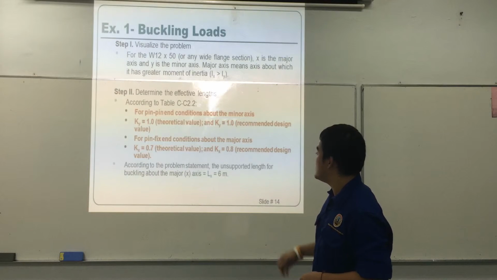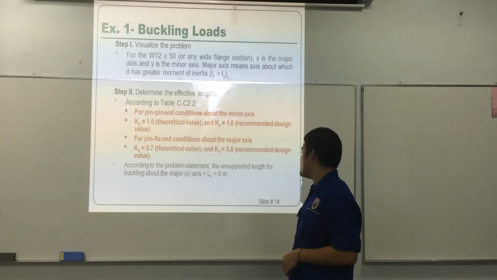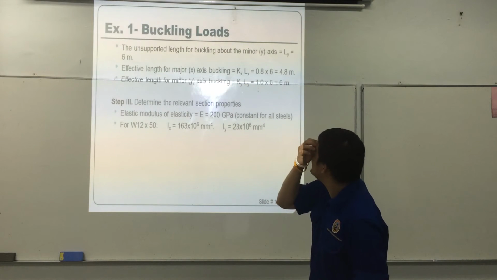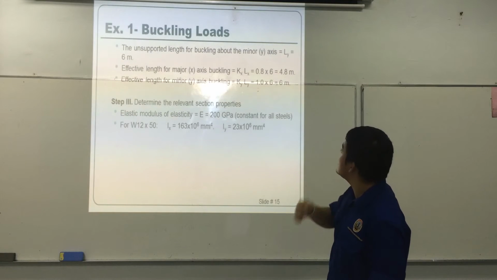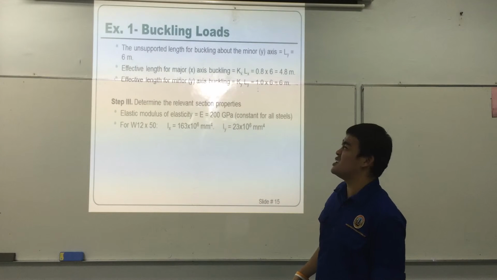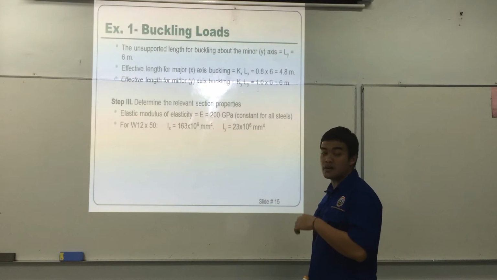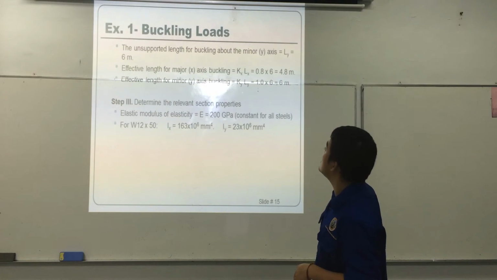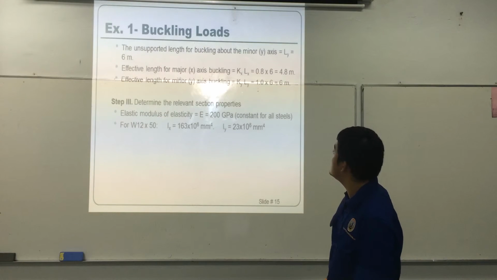Next, according to the problem statement, the unsupported length for buckling about the major x-axis is Lx equal to 6 meters from the question. The unsupported length for buckling about the minor y-axis, Ly, is also 6 meters. The effective length for the major x-axis is found from the formula I told you before, KL. In the x-axis, Kx times Lx is 0.8 times 6, equal to 4.8 meters. In the y-axis, do the same thing: Ky times Ly is 1.0 times 6, equal to 6 meters.